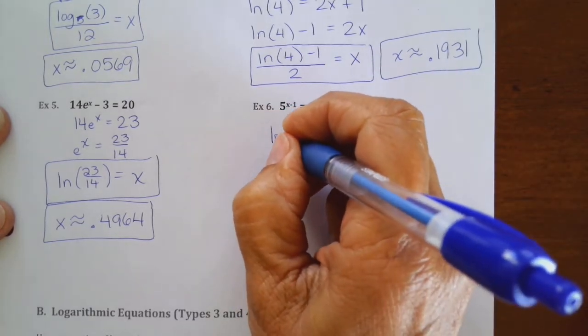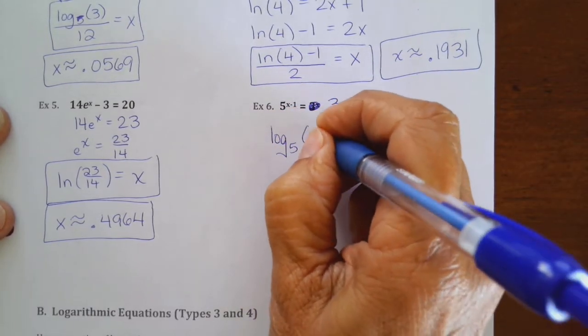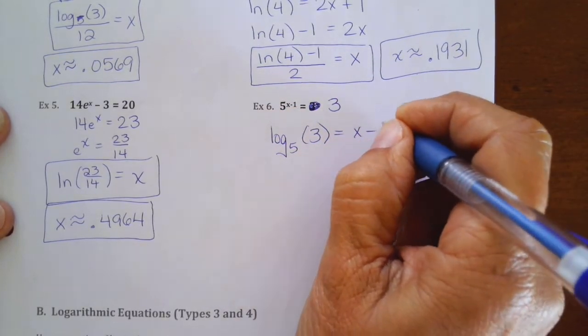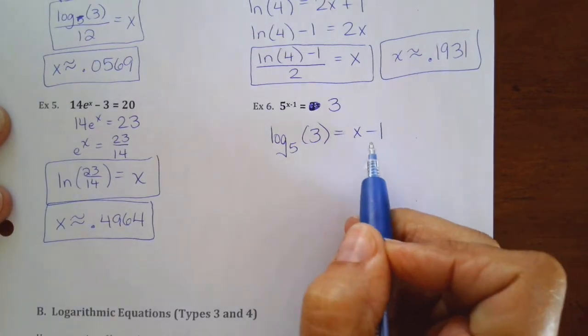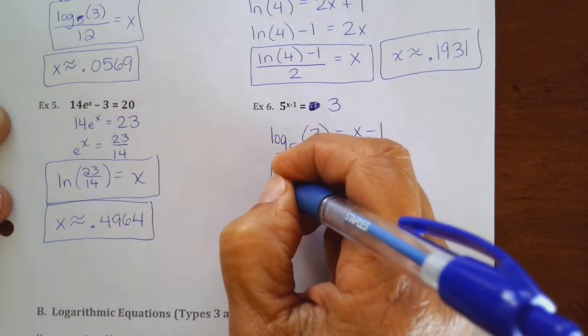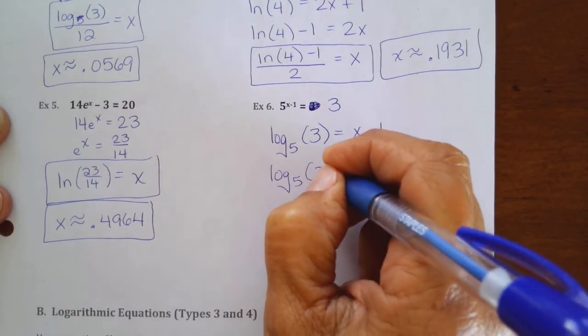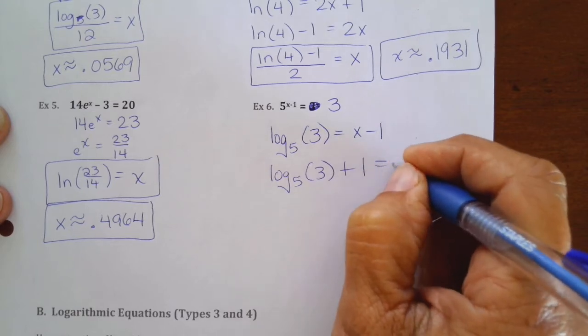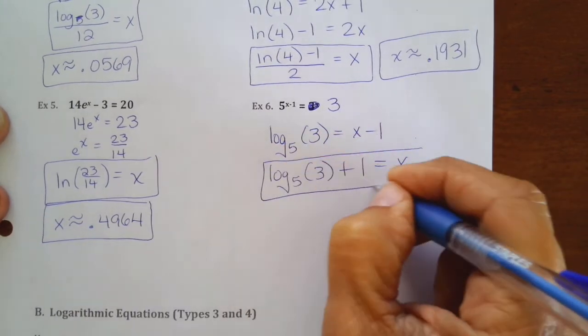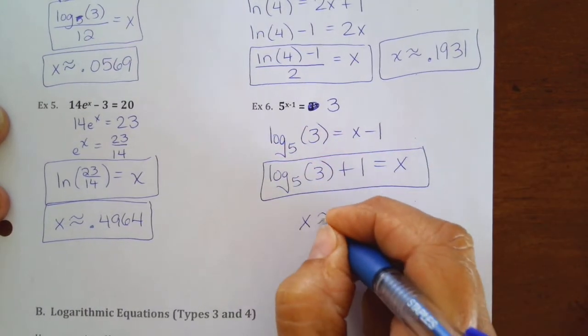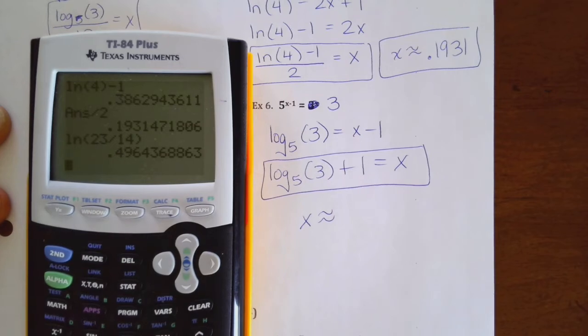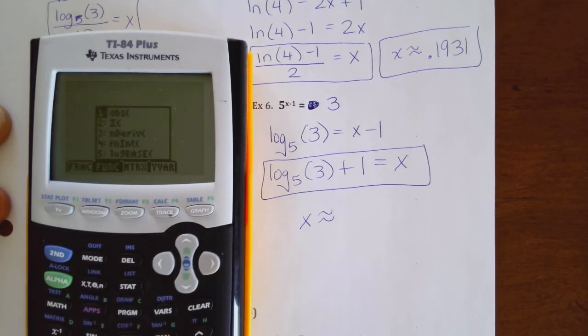So this would be the log base 5 of 3 equals x minus 1. And again, when you move the 1 over, don't change that 3. So log base 5 of 3 plus 1 equals x. So that's an exact answer. Your estimated answer would be alpha F2, okay, so log base 5 of 3 plus 1.